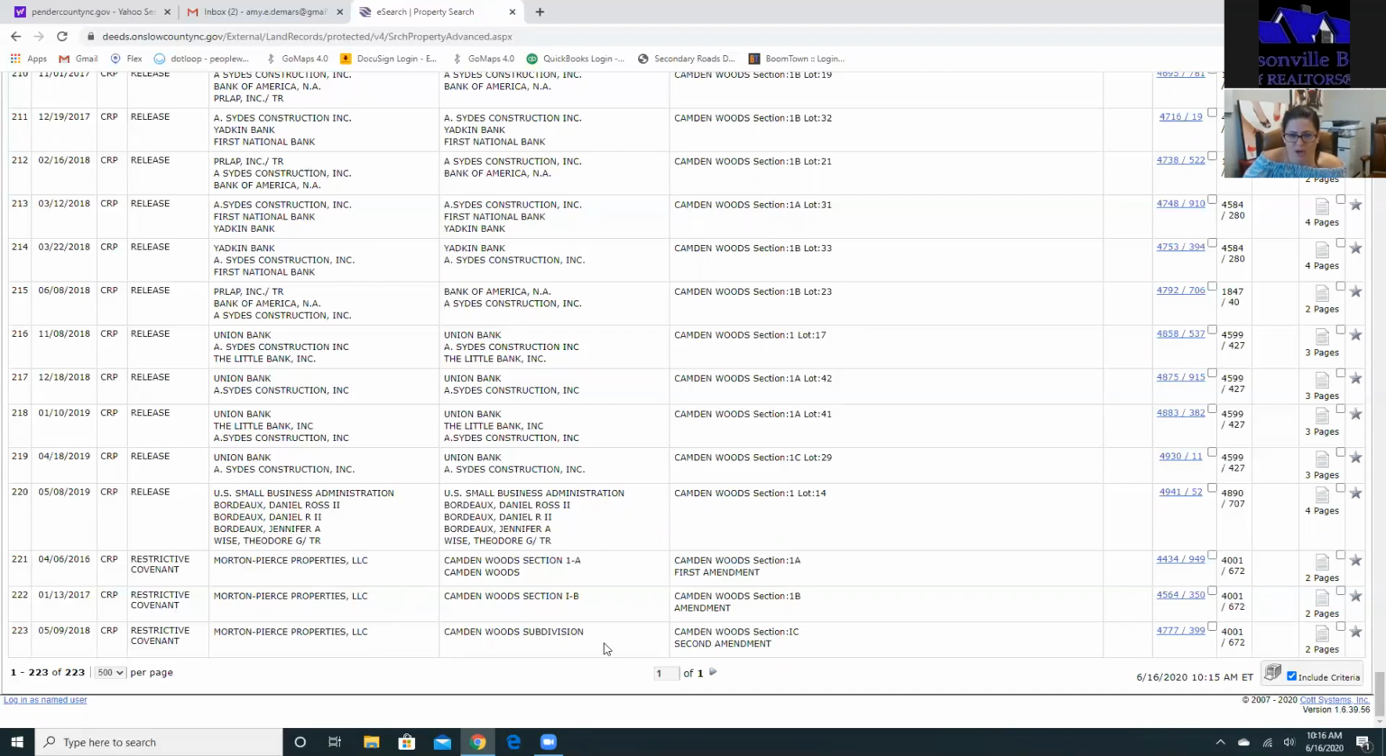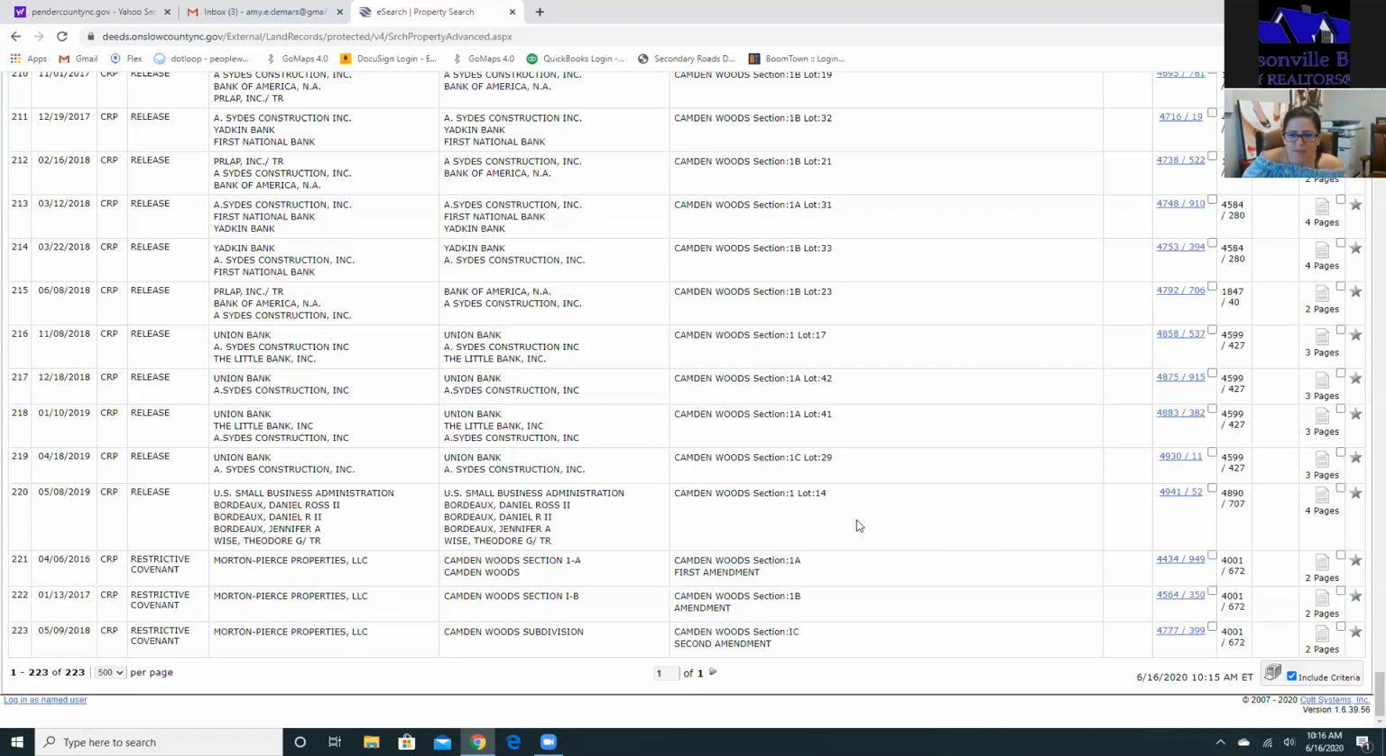So as we look in here, we can see that we've got Camden Woods and we've got section 1A, 1B, and 1C. Okay. So as we're already in here, this is a great place. Like I said, if we're starting and your people are in 1C, chances are that you're going to want to look at 1A. Let me get rid of this over here. So you're probably going to want to look at 1A, 1B, and 1C.